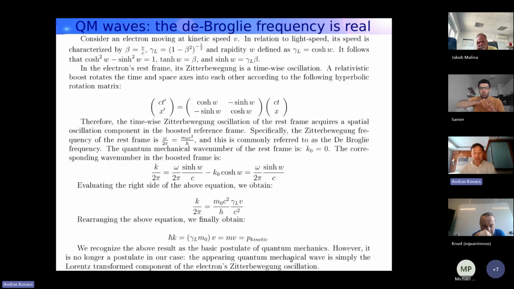We can say that all of the quantum mechanics experiments which verify this relationship of the quantum mechanical wave number are actually proofs that the Zitterbewegung oscillation is real and de Broglie's frequency assignment is correct. So we can consider the quantum mechanical wave phenomenon as a proof for the reality of this Zitterbewegung frequency.